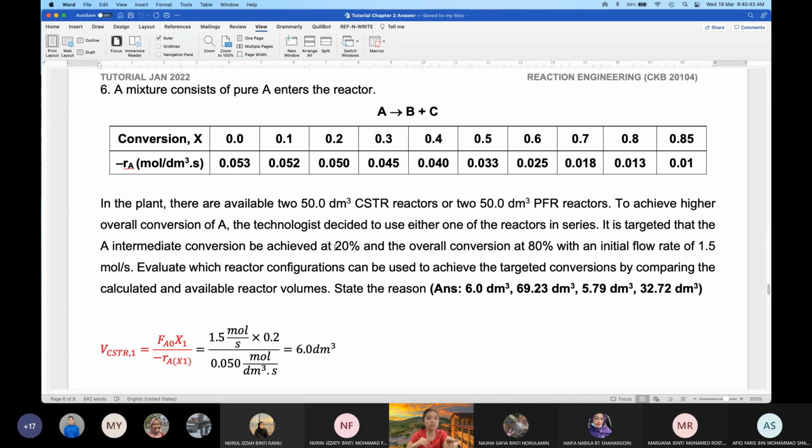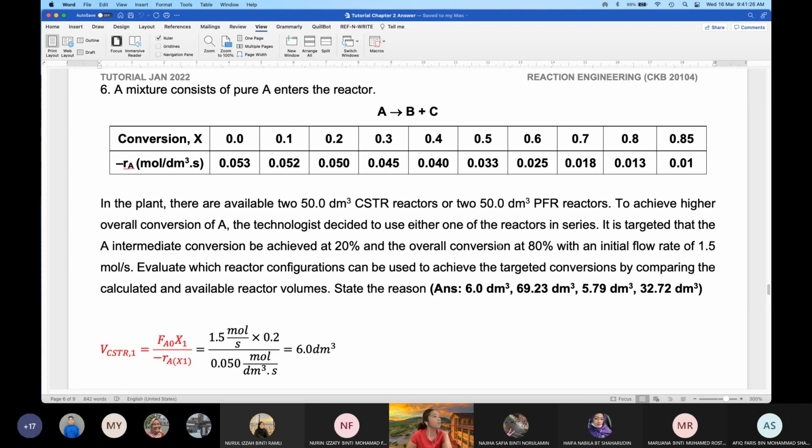Overall conversion must be the conversion at the final reactor. So, meaning in this case, we have 2 CSTR or 2 PFR. So, the conversion in the first reactor, the first CSTR or first PFR, is X1. X1 is 0.2. So, if you use PFRs in series or CSTRs in series, the conversion achieved in the first reactor must be 0.2. X1, 0.2. And overall conversion 80%. So, meaning conversion at the second reactor, either the second CSTR or the second PFR, X2 is 0.8. Okay, so either system, the conversion in the second reactor must be 0.8.